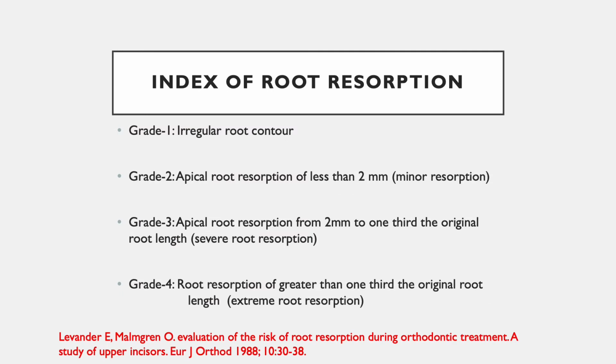We can measure root resorption by using an index. Grade 1 is classified when there is an irregular root contour. Grade 2, when apical root resorption is less than 2 millimeters, is called minor resorption. Grade 3 is apical root resorption from 2 millimeters to 1/3 of the original root length, called severe root resorption. And grade 4 is called extreme root resorption, where greater than 1/3 of the original root length is resorbed.